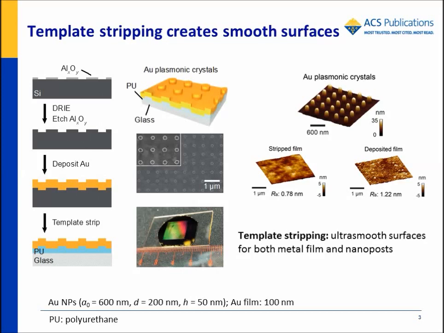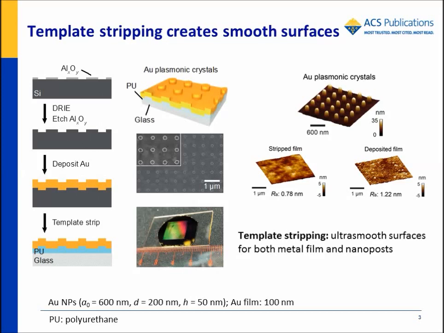To fabricate gold plasmonic crystals, we use a combination of phase-shifting photolithography and template stripping technique. Briefly, we pattern arrays of photoresist posts on a silicon wafer, deposit a thin layer of aluminum, and remove the photoresist. The aluminum naturally oxidizes to aluminum oxide and serves as a highly selective deep reactive ion etch mask. After deep etching into silicon, we remove aluminum oxide and deposit gold. The last step is using a curable polymer to strip out the gold.